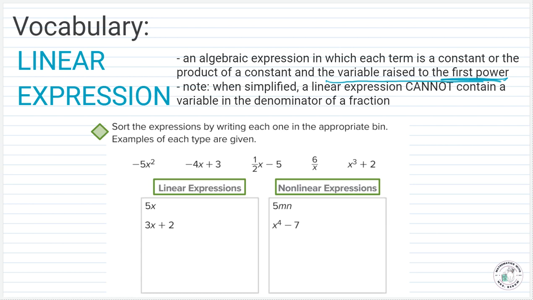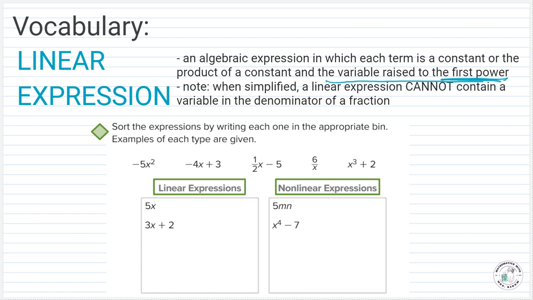So to quickly run through a linear versus what we'll call right now a nonlinear expression, we have some examples that are already given to us in this table. An example of a linear expression would be 5x because it has a product of a constant, the coefficient, and a variable raised to the first power. Or we have a variable term, again with the variable to the first power, and then we have the constant hanging out on the end, which is totally okay. But the big thing here is that those variables are to the first power.